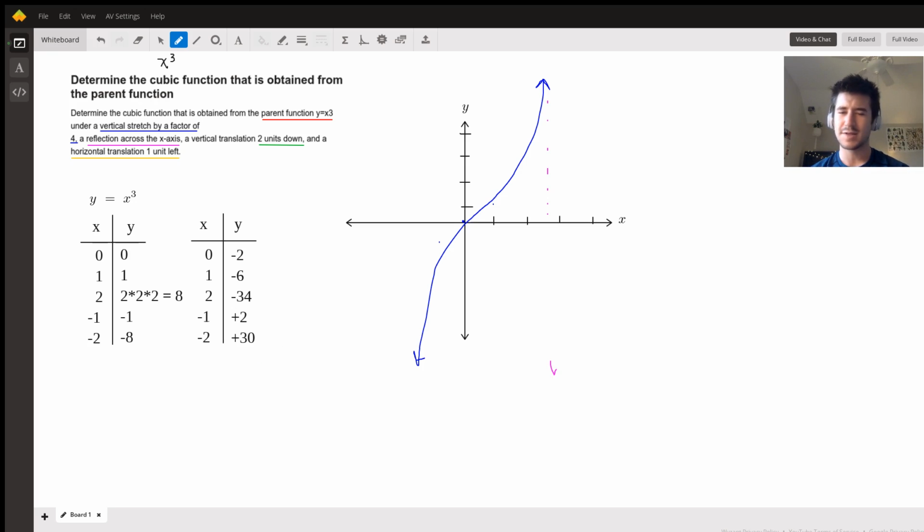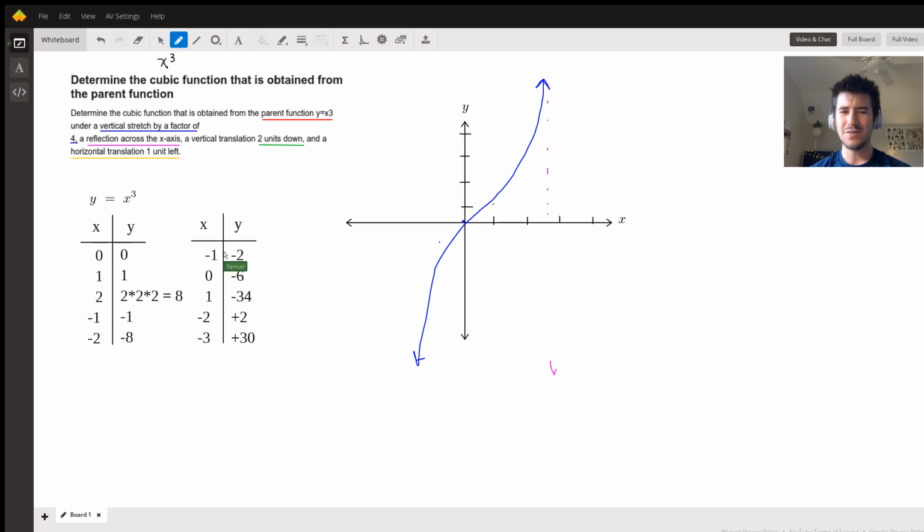The last one is a horizontal translation of 1 unit left. This means x doesn't have to be as powerful as it used to be. Instead of putting 0 in for x, we're now allowed to put in -1 for x and get the same answer out. Yes, this one's a little counterintuitive, so be careful. If we subtract 1 from all the x's, we will get this.